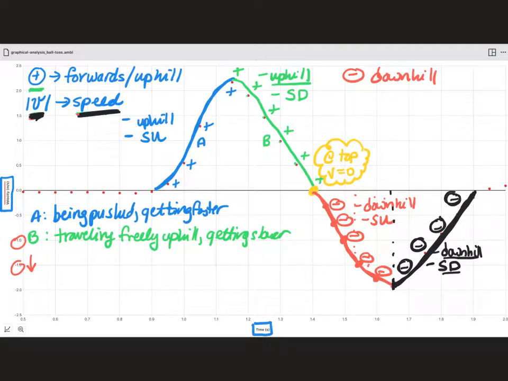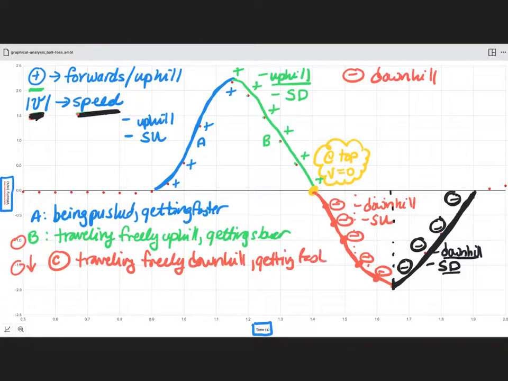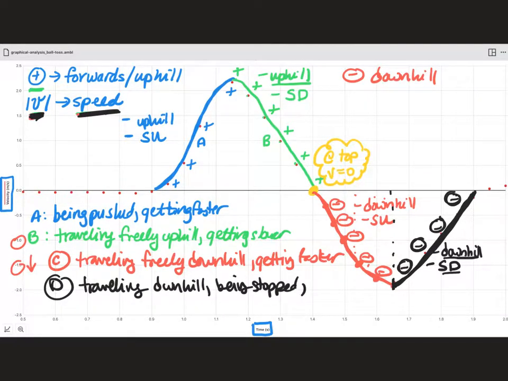So this is where, let me actually recap this over here. Part C was traveling freely downhill, getting faster. And then the last part, part D, was traveling downhill, being stopped, getting slower.